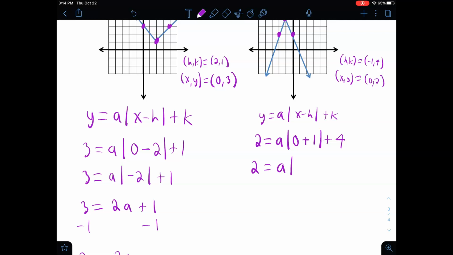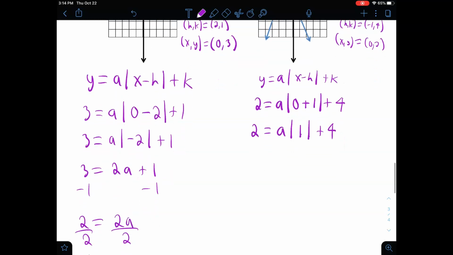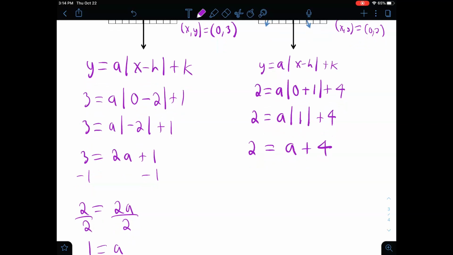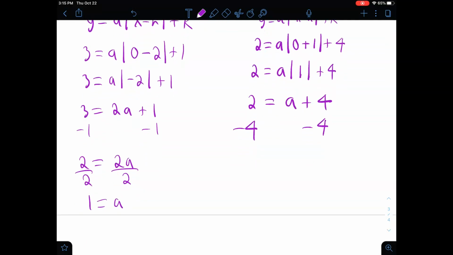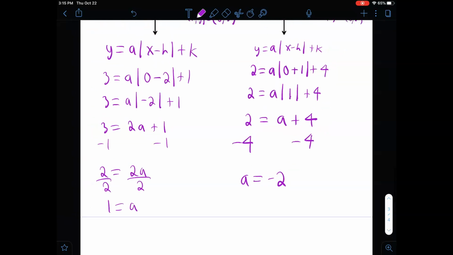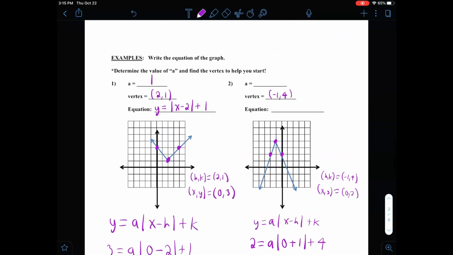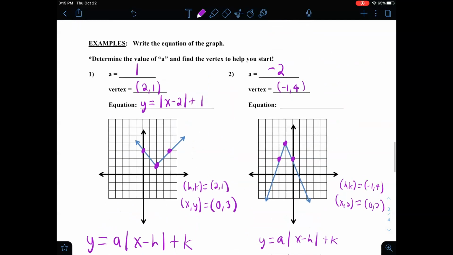All right. Now we have 2 equals a times absolute value of 0 plus 1. Remember, absolute values are like grouping symbols. They're like parentheses. You've got to do those first. 0 plus 1 is 1, plus 4. The absolute value of 1 is 1, so it's just going to be 2 equals a times 1, which is just a, plus 4. And the last step to solve for this is to subtract 4 from both sides. And we're going to get negative 2 equals a. Actually, I'm going to write a equals negative 2. So that's our value, negative 2.